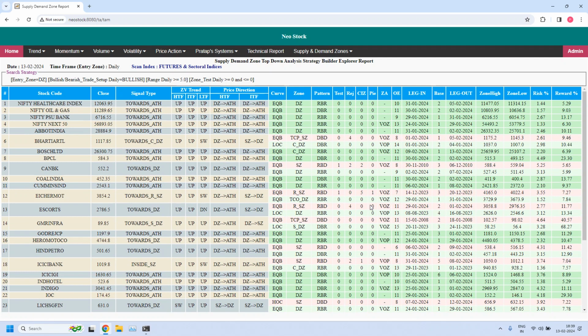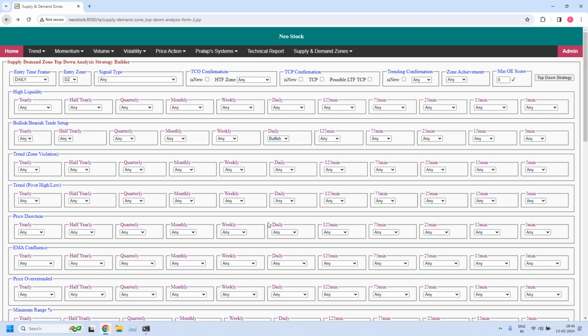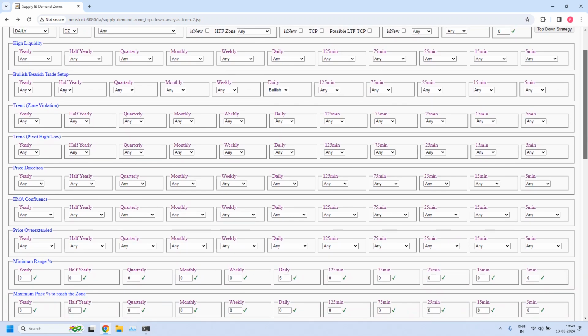Now let us add one more filter, that is nearest to the demand zone. We want to find the stocks currently very close to the demand zone, because if they are very close to the demand zone, there are higher chances we may get an entry tomorrow itself. For that we have a parameter. Look into the last parameter in this space: minimum price percent to reach the zone. Which zone? Demand zone, because the entry zone we set as a demand zone.